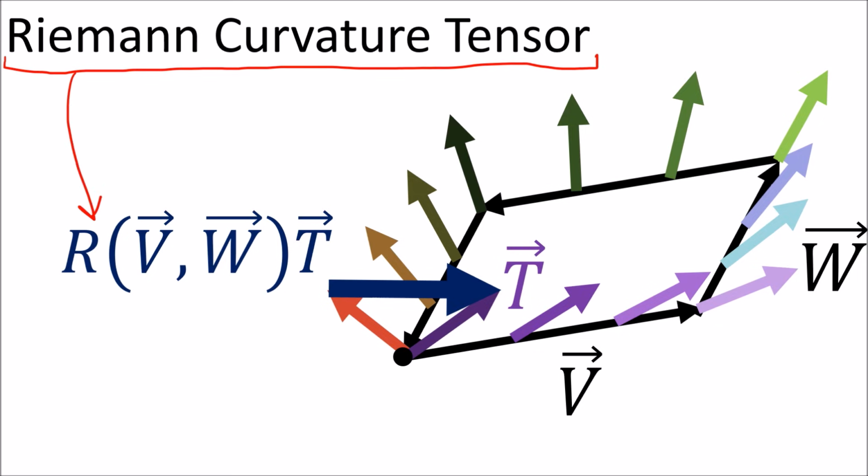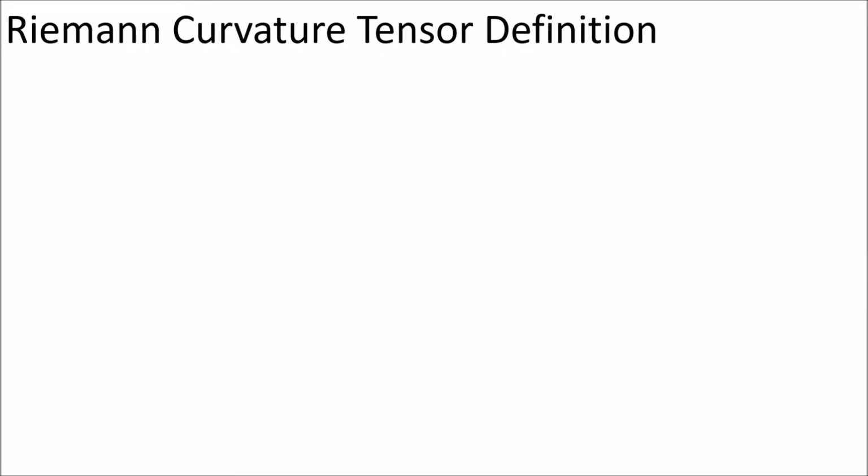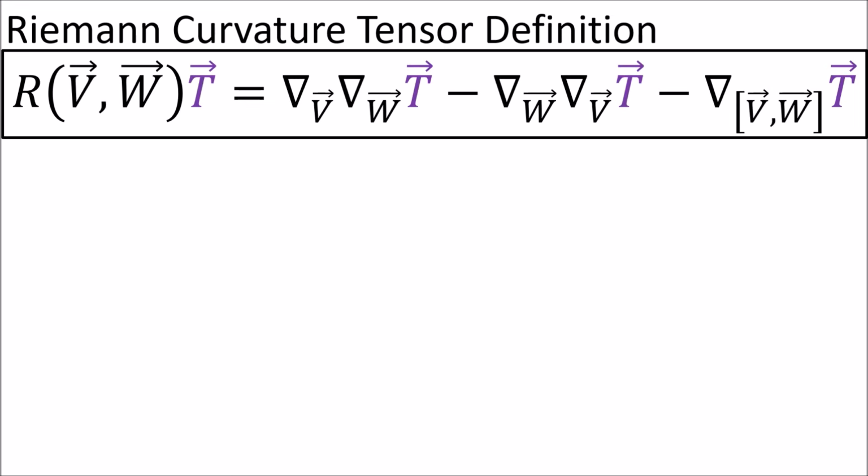The Riemann tensor is a function that takes three input vectors, v, w, and t. Its output vector measures how much t has changed after it was parallel transported around the parallelogram formed by v and w. The formula for this output vector is shown here, and it's a bit complicated. We have three terms involving covariant derivatives of t. In the first two terms, we have the covariant derivatives in the directions of w then v, and then we subtract the covariant derivatives in the directions of v then w.